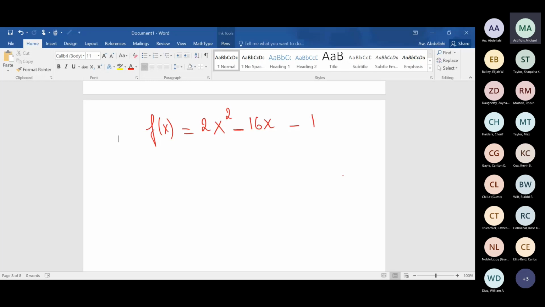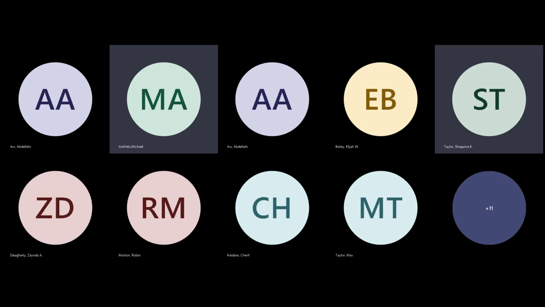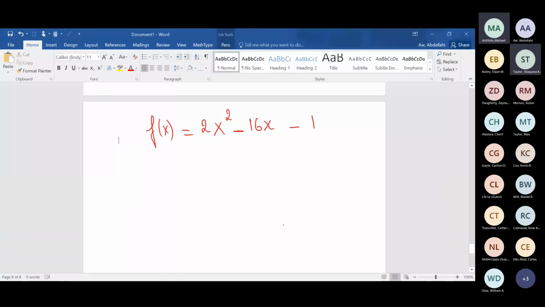All right, so can you tell me what is the vertex here using the formula? Negative 4 and 95. Negative 4 and 95. I thought 4 and negative 33. 4 and negative 33. Okay, so let's check. You have two possible answers. So what is a? 2. What is b? Negative 16.